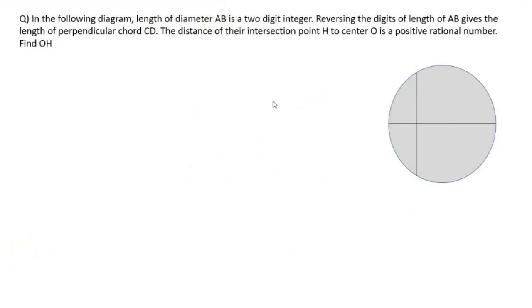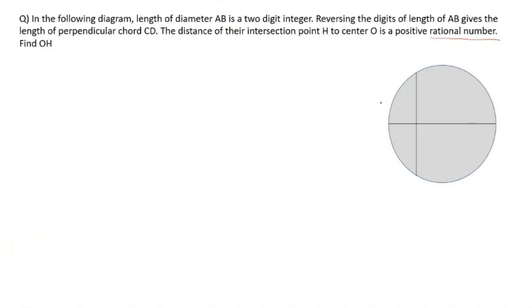In the following diagram, length of diameter AB is a two-digit integer. Reversing the digits of AB gives the length of perpendicular chord CD. The distance of intersection point H to center O is a positive rational number. Remember, rational number, so it may not be an integer. Find OH.